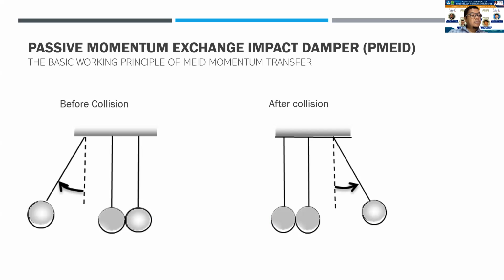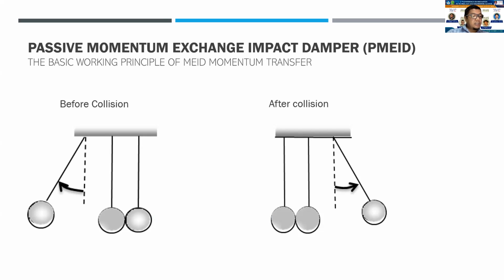We can conclude the momentum and kinetic energy in the first pendulum are transferred to the third pendulum. This energy and momentum transfer mechanism causes the second pendulum to be maintained in a stable condition.